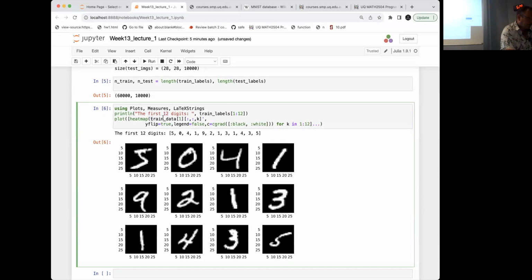And now let's plot each train data. So this is the kth train data. And when I say plot, the type of plotting we're doing here is a heat map. For this, with the plots package, you also need to take the transpose of it and set yflip equal to true to see it correctly. That's not so important, but just to see it correctly. And you're creating 12 of these. So that's your 5, your 0, your 4, your 1, your 9, your 2, etc.